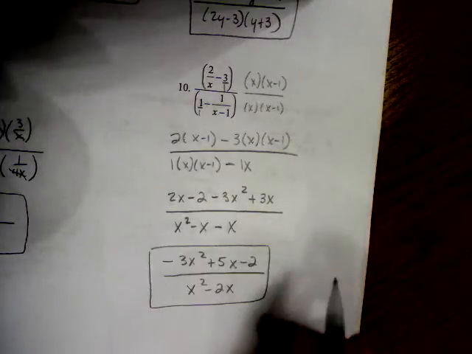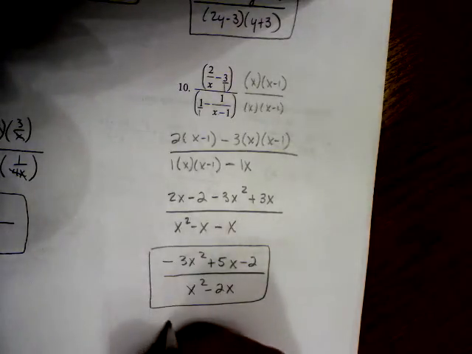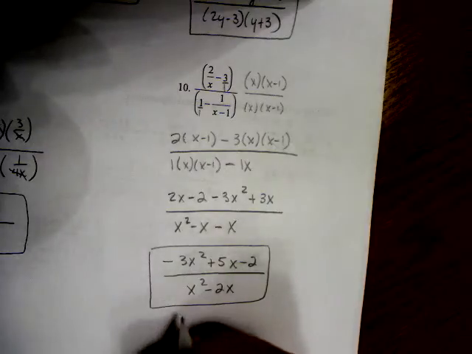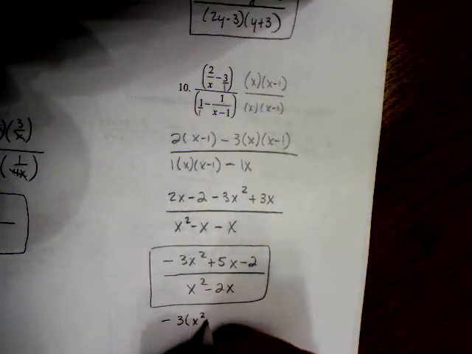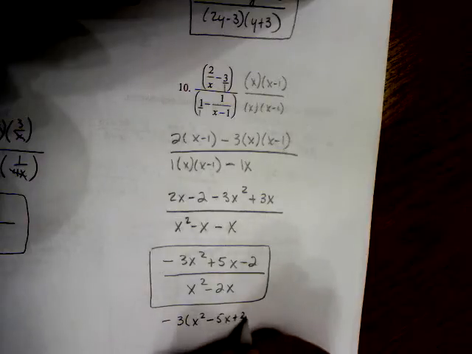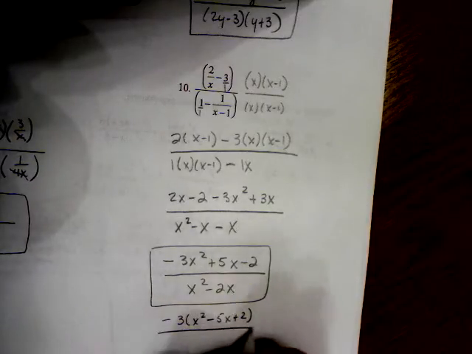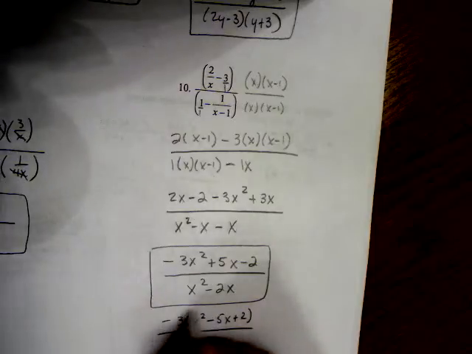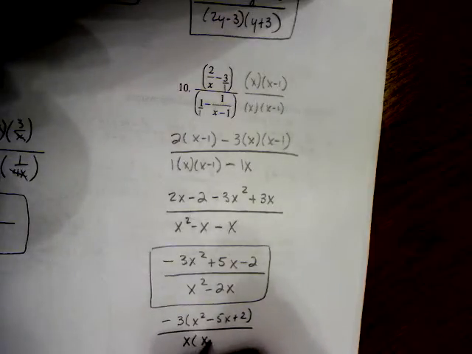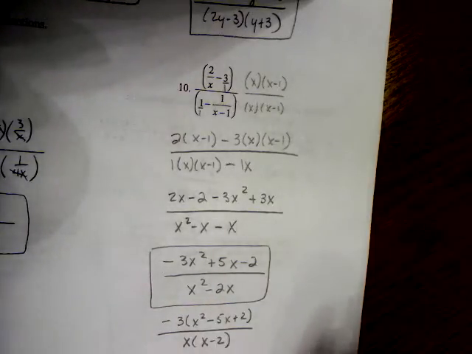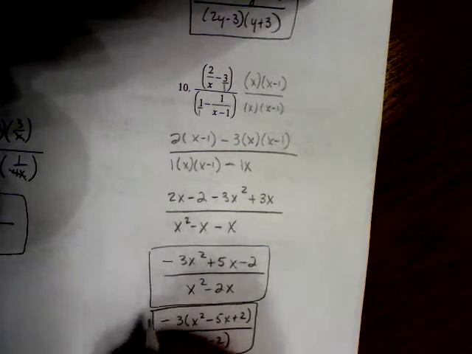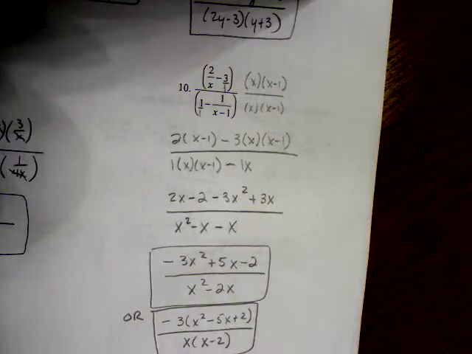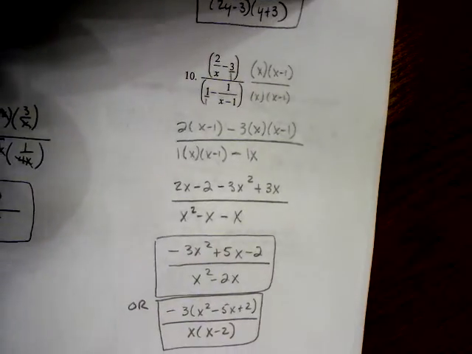If you did factor, you can factor out a negative here. Negative 3 times x squared minus 5x plus 2 over, take out an x and you'll have an x minus 2 remaining. So this could be the answer as well. Either one works. So either one of these answers would be acceptable.